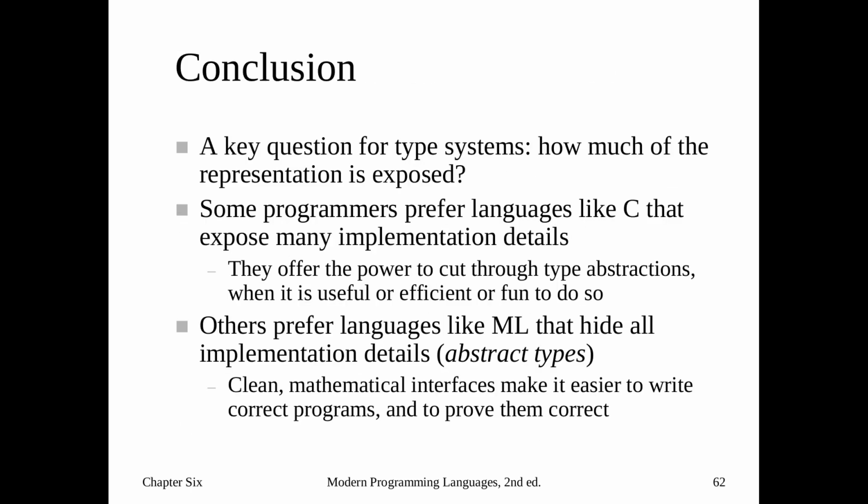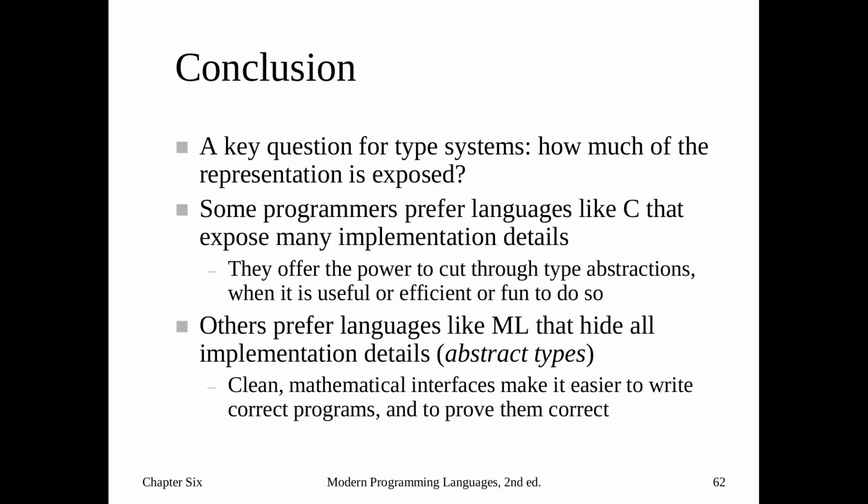So the interesting thing in concluding all this, a key question for type systems is how much of the representation is exposed. How deep can I get into the underlying memory issues and things like that? We also know that some programmers prefer languages like C that expose many of the implementation details. They offer the power to cut through type abstraction, when it is useful or efficient or fun to do so. On the other hand, others prefer languages like ML that hide all the implementation details through abstract typing. Some prefer something that's a little bit more of a mixture, like Java, which has some primitive types, but then also has higher level types.